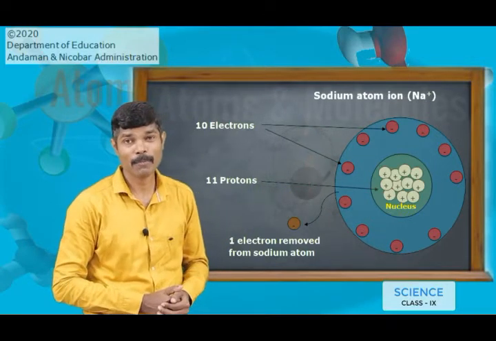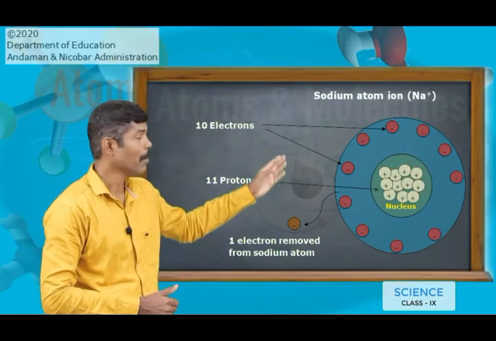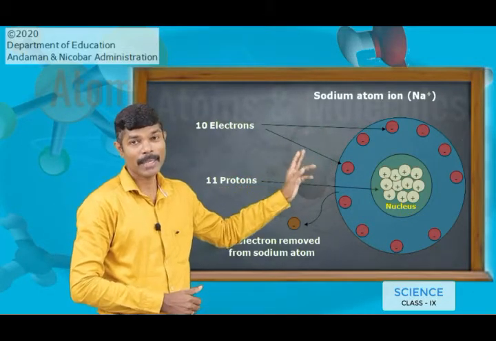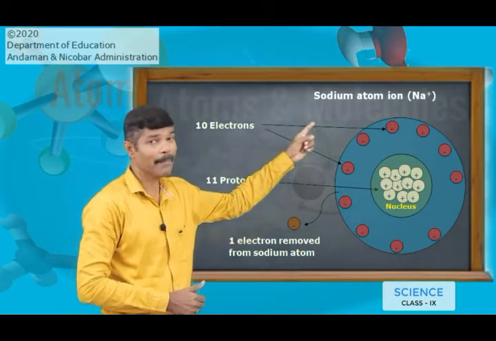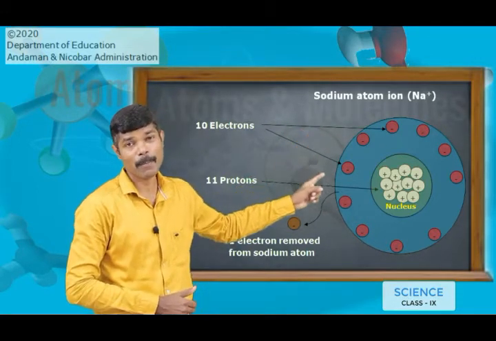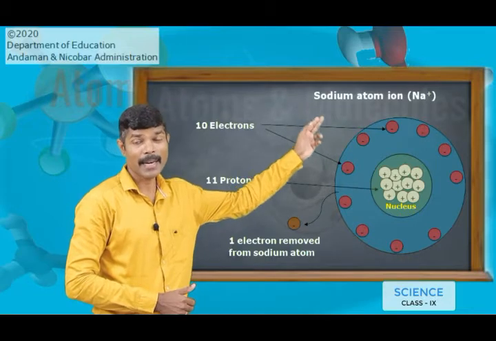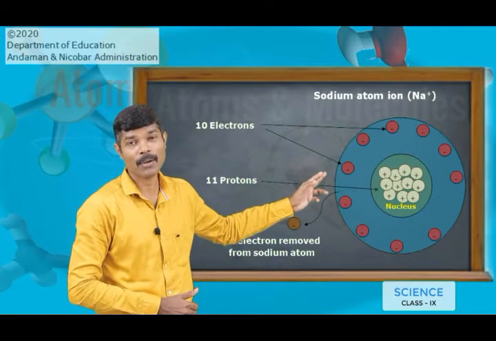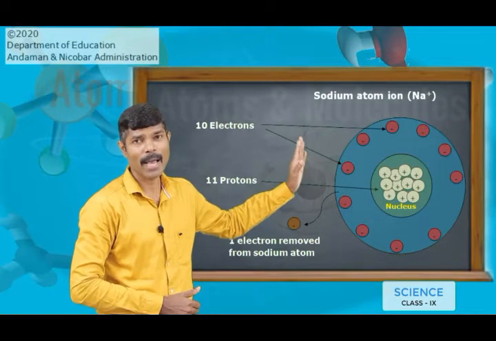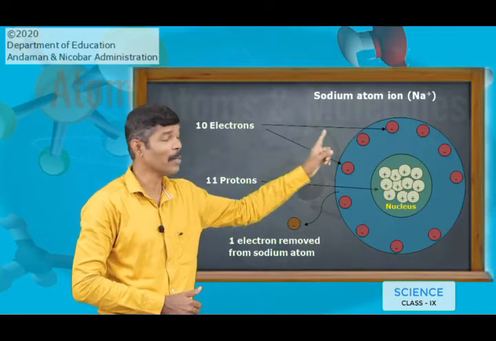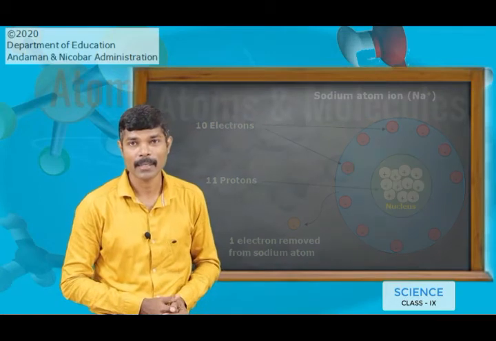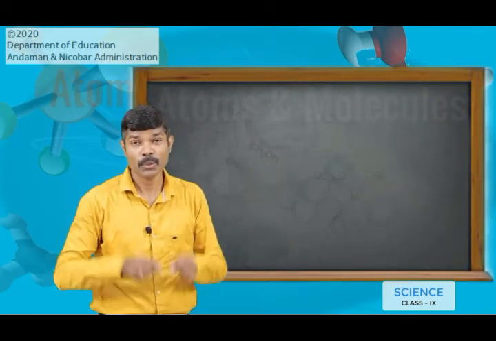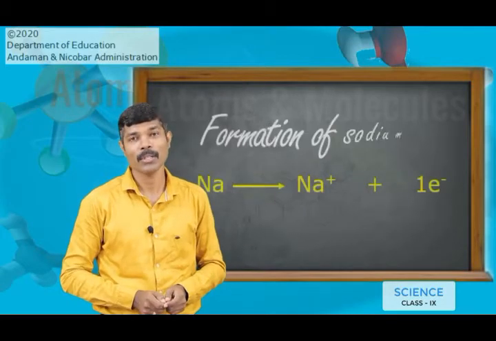So the total number of positive charges in the sodium atom remains the same, that is 11 in number. So here in this case, 10 electrons are there and 11 positive charges are there. Here 10 negative charges get cancelled with 10 positive charges of the nucleus. So as a whole you can see here one positive charge is in excess. So one positive charge is left in the sodium atom. So this charge is acquired by the sodium atom.